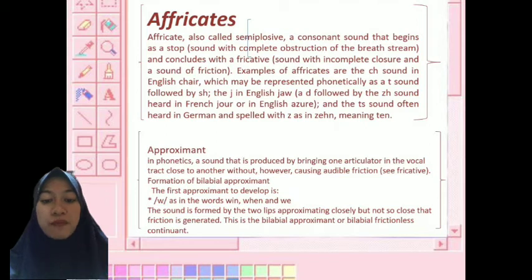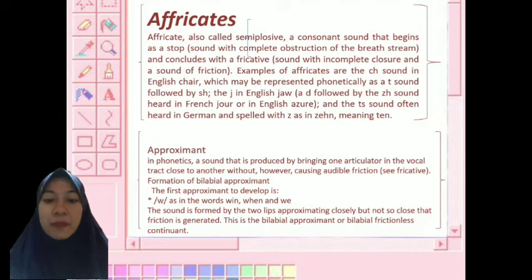Formation of the bilabial approximant. The first approximant to develop is W, as in the words win, when, and we. The sound is formed by the two lips approximating closely but not so close that friction is generated. The air stream then passes through this approximate closure and out of the mouth. This is the bilabial approximant or bilabial frictionless continuant. This sound might occur at the beginning of a syllable such as why, weak, and walk.